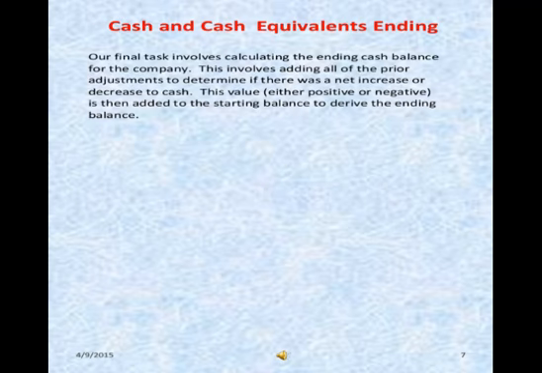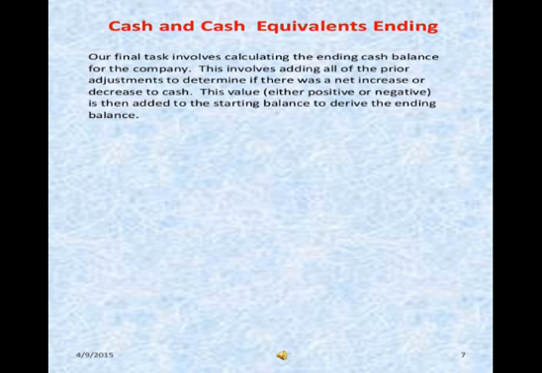Now, the final task that we have involves calculating the ending cash balance for the company. This involves adding all of the prior adjustments to determine if there was a net increase or a decrease to the cash. The value, either positive or negative, is then added to the starting balance to derive the ending balance.